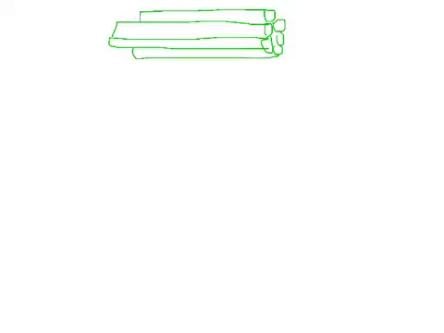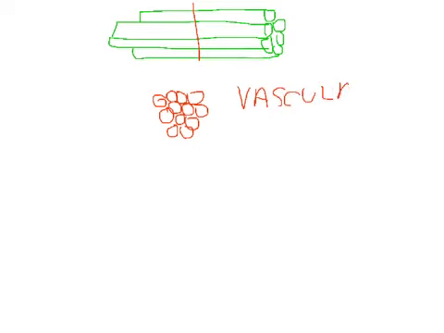And that's obviously a side view. If I then cut that diagram in half, like so, and then turned it 90 degrees facing you to show a cross section, you would see a bundle looking a little bit like this, and that's called a vascular bundle. So write that down, vascular bundle.